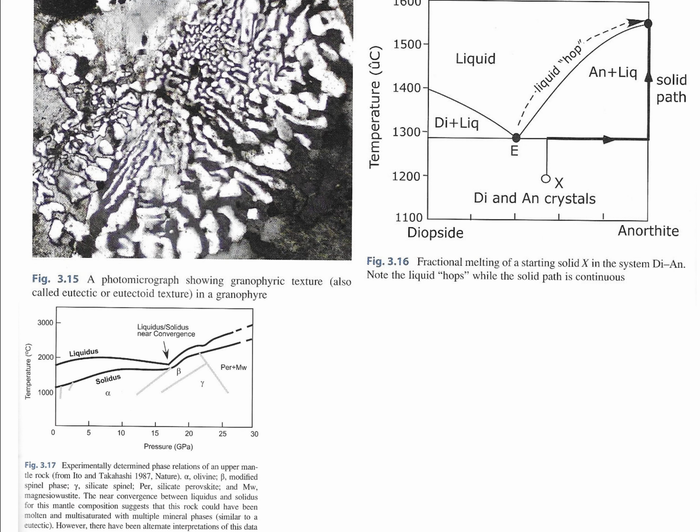And in the figure below we have the liquidus and the solidus curves. Here on the x-axis we have the pressure, and here on the y-axis the temperature. Here we have some modifications: beta, gamma.